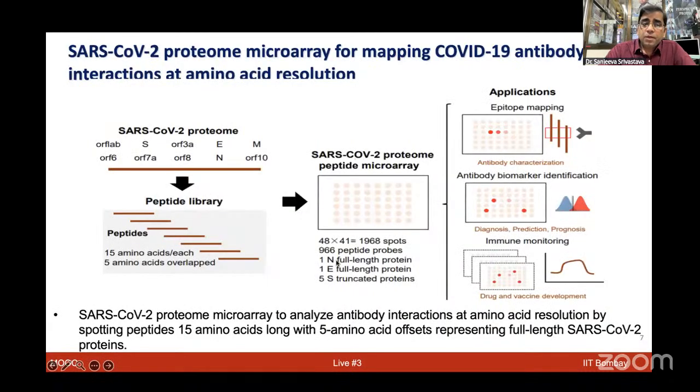To do this, the idea was to look at the entire SARS-CoV-2 proteome, which is not very large. For each protein, almost 15 amino acid long peptides were synthesized. The idea was to have overlapping fragments, so some residues will be common across different peptides. These overlapping peptides could be printed in a way that they represent the full length of the SARS-CoV-2 proteome. Based on this, with a single chip, one could screen all the proteins of SARS-CoV-2 and use that for epitope mapping or antibody biomarker identification, looking at humoral immune responses. Many applications can be tried in this area.